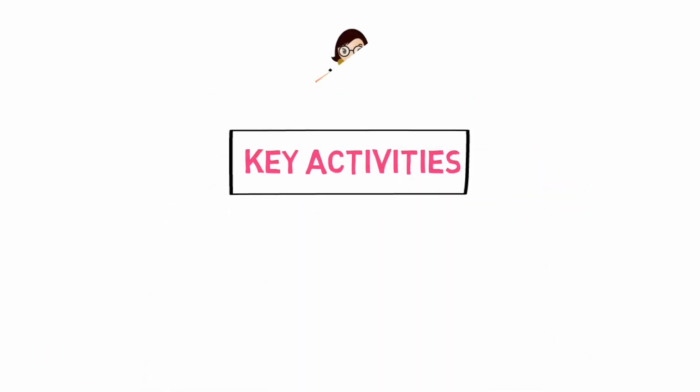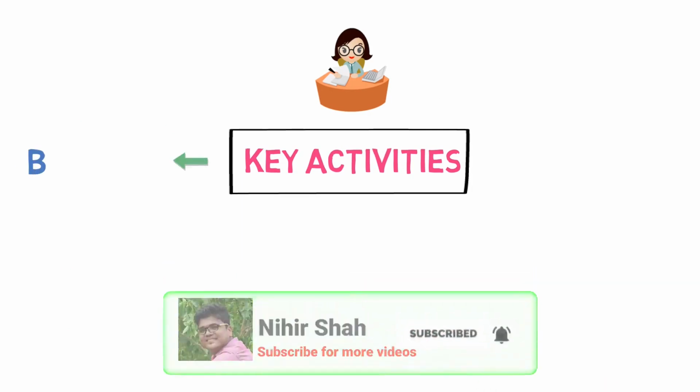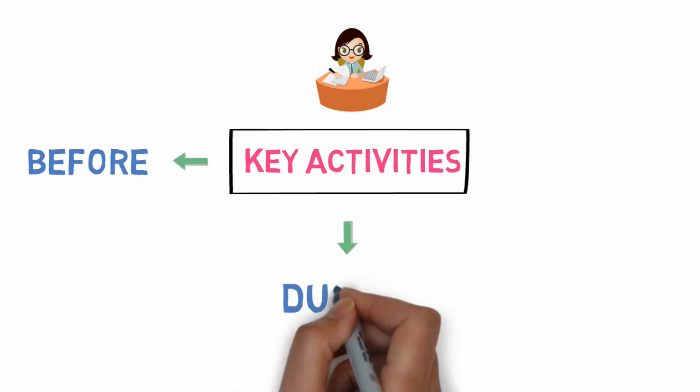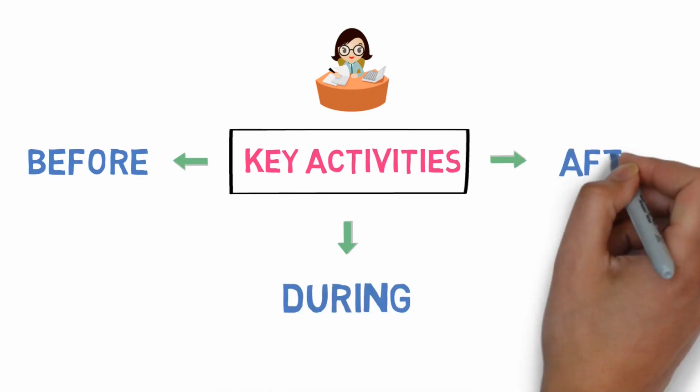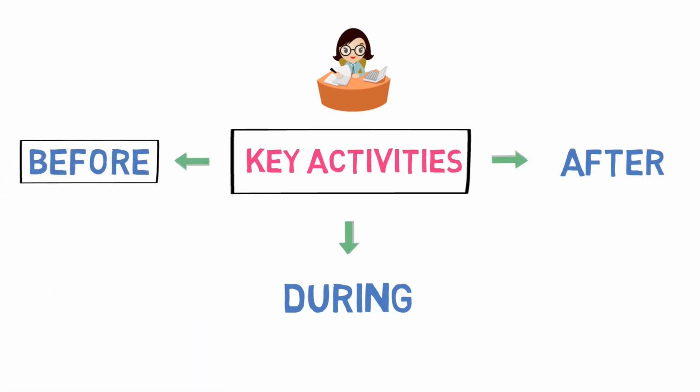Now, let's learn the key activities a minute keeper or secretary needs to do. I have divided it into three sections. Number 1, before the meeting. Number 2, during the meeting. And number 3, after the meeting. What are the activities of secretary before the meeting?